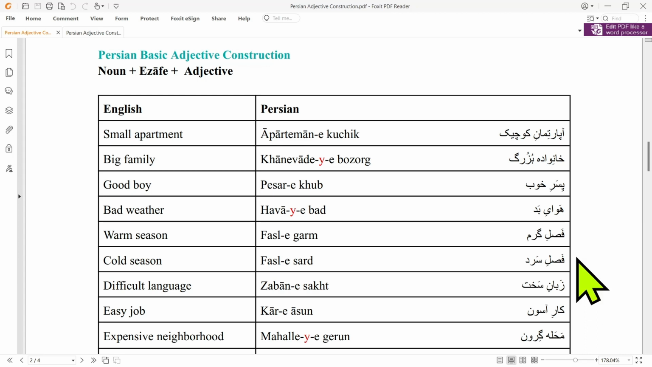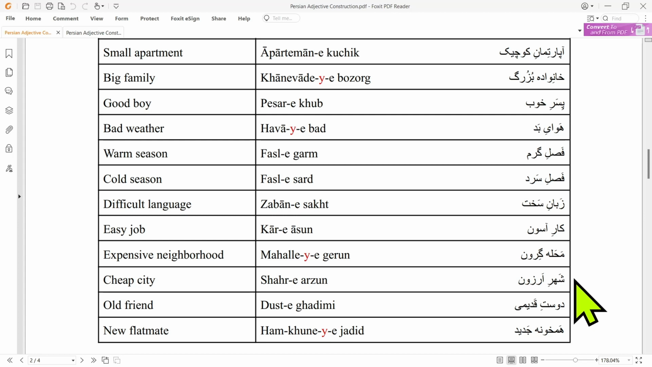Cold season, فصل سرد. Difficult language, زبان سخت. Easy job, کار آسون. Expensive neighborhood, محله گرون. Cheap city, شهر ارزون. Old friend, دوست قدیمی. And new flatmate, همخونه جدید.